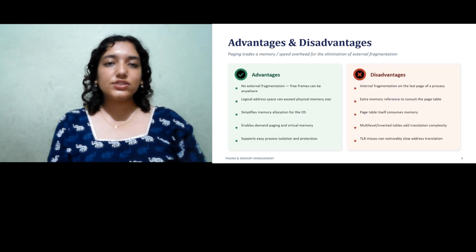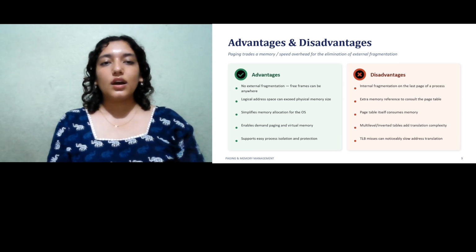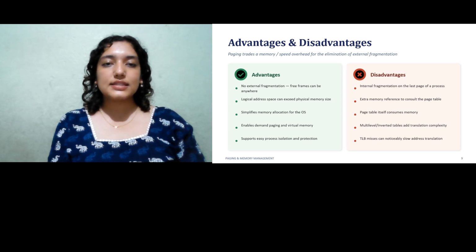अब इसका advantages और disadvantages क्या होता? On the plus side, paging eliminates external fragmentation, lets a process's logical address space exceed physical memory, simplifies allocation, and enables virtual memory and process isolation. On the downside, there is internal fragmentation on a process's last page, an extra memory reference needed to consult the page table, memory overhead from the table itself, added complexity with multi-level or inverted schemes, and potential slowdowns from TLB misses.